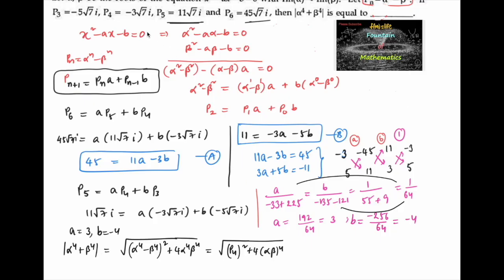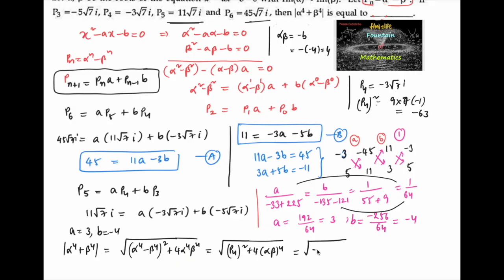And we know if alpha and beta are the roots, the product of the roots can be given by alpha beta is equal to negative B divided by 1. So negative B, which is negative of negative 4, is equal to 4. So alpha beta value is 4, and also P4 value is negative 3 root 7 i, and whole square, we can write minus 3 whole square is 9, and root 7 whole square is 7, and i square value is negative 1. So we can write negative 63.